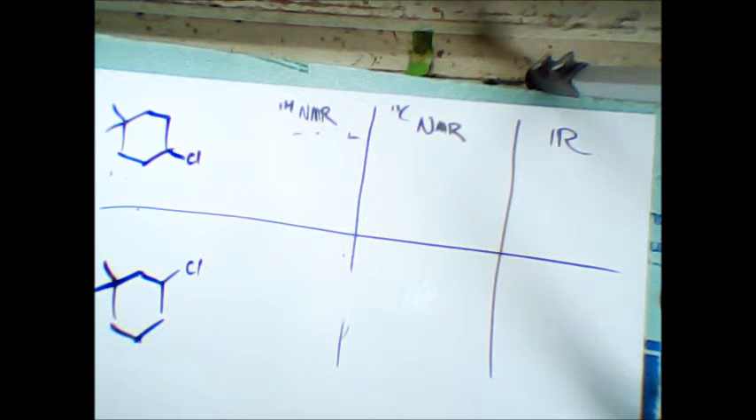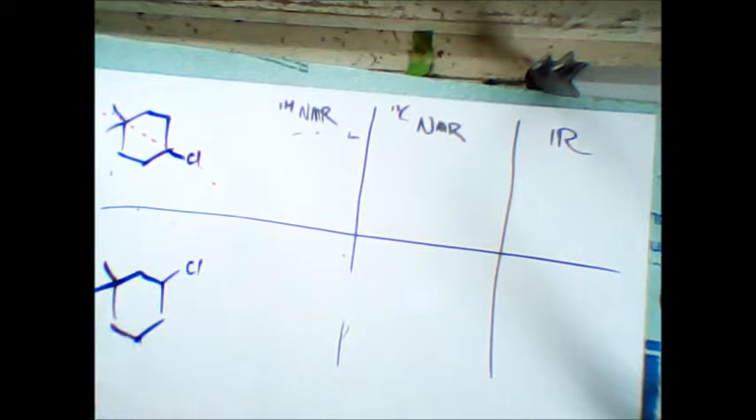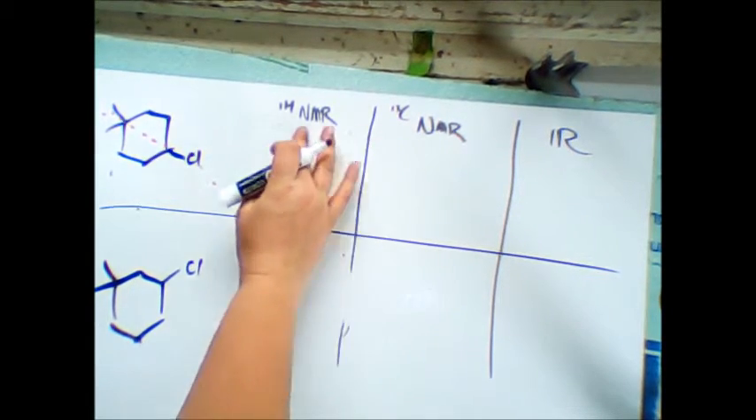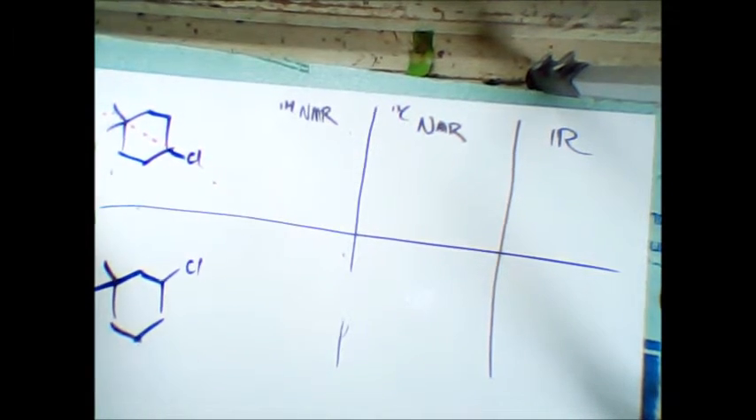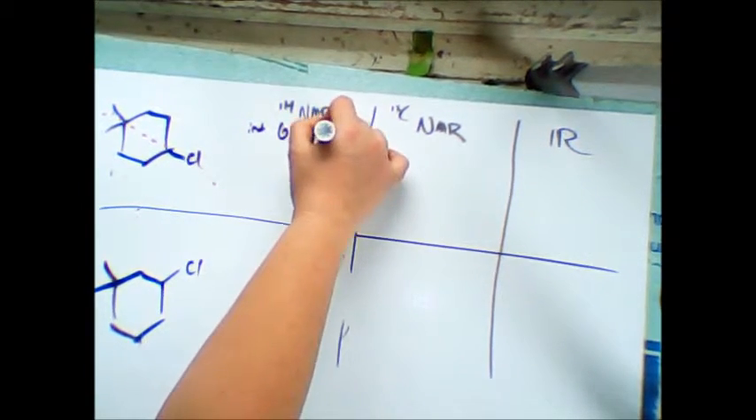Major difference is going to be that this guy has a plane of symmetry, and this guy has no plane of symmetry. So, which one would you expect to have fewer signals? This guy, plane of symmetry. No plane of symmetry equals beaucoup signals. So, HNMR, we've got our methyl groups here, which are going to be singlets, because they're not talking to anybody.